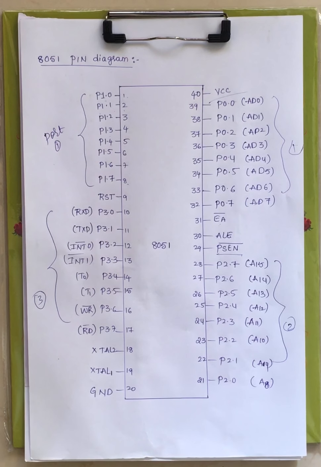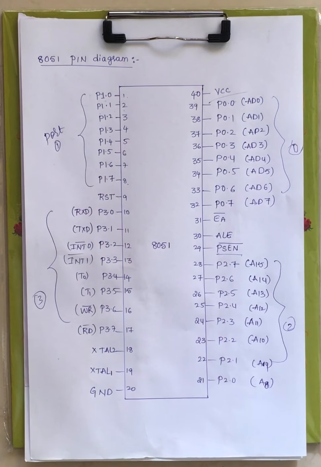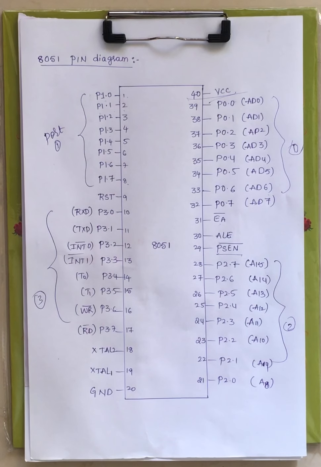these are allotted to port 0 pins, right? Since it is 8 bit, 8 pins are allotted to port 0. In addition to IO function, the special functions carried over through this port are the multiplexed address lines and data lines, that is AD0 to AD7, right? Now 40th pin is VCC, the power supply, right?